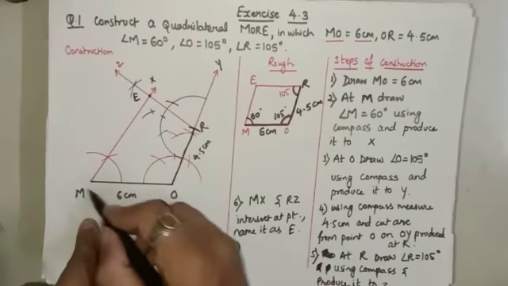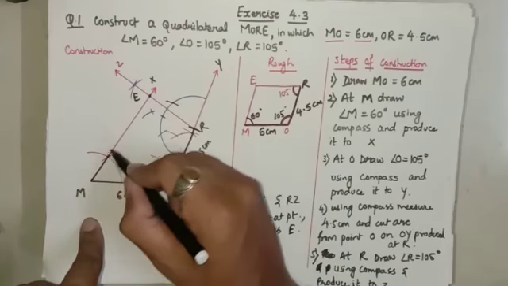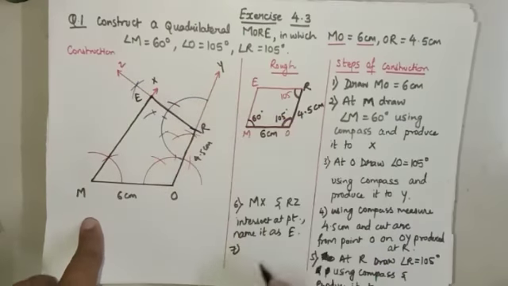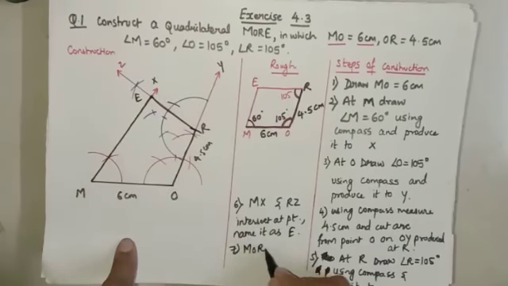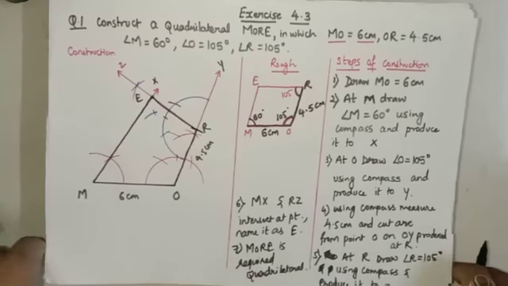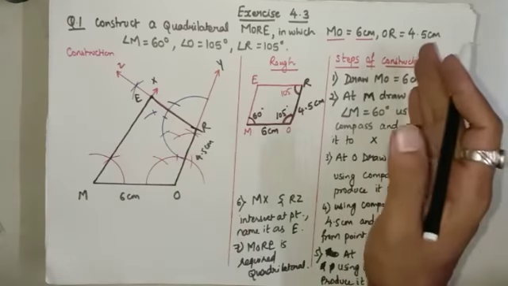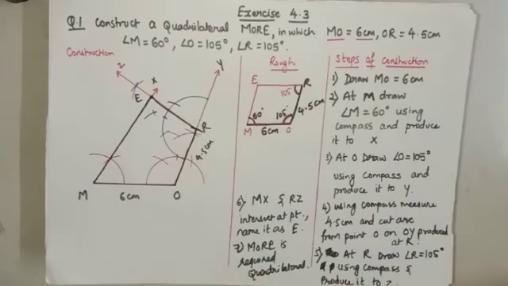So last point, MORE, that is this one, MORE is required quadrilateral. Clear? So writing procedure is same as you were doing in the previous exercise questions, right? But here to represent you in this video format, I have written in this way. Steps I have written here, rough figure here and construction part here. Rough figure and construction part should be drawn with pencil only. Okay.